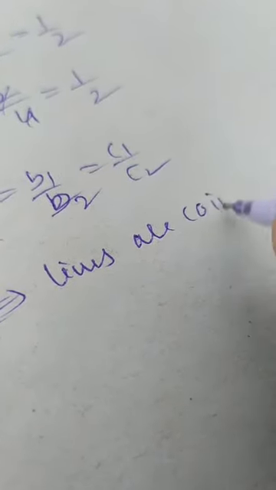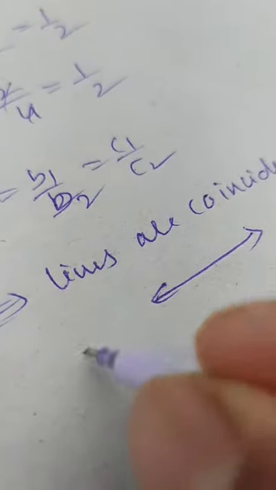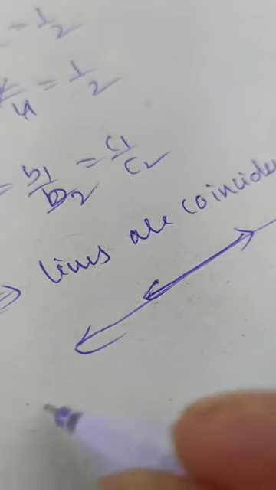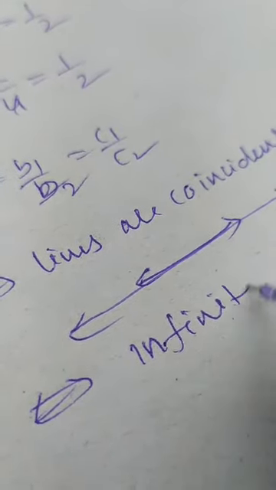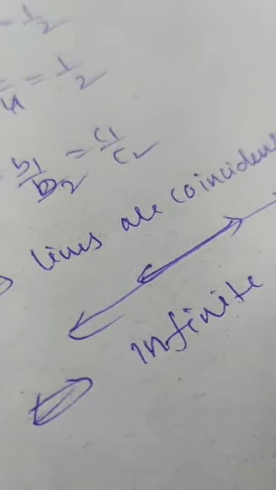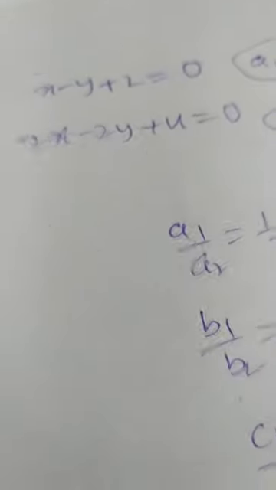coincident. Coincident means one line lying on another line. So how many solutions? Infinite solutions. They have infinite solutions. These two equations have infinite solutions. See here, without a graph, I am identifying how many solutions they have by using the conditions.